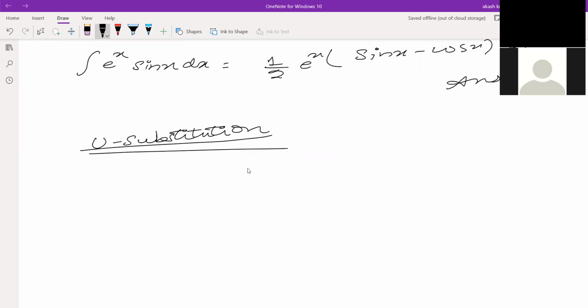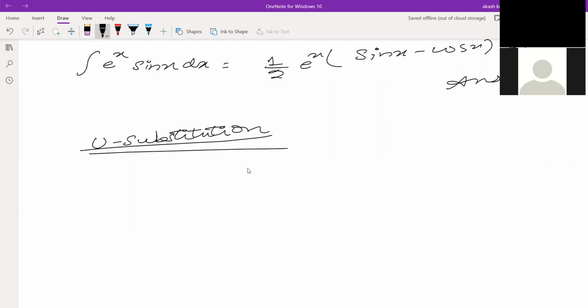What is this U-substitution? This is another way to find the integral of a function. The previous one was integration by parts, and this is by substitution. U-substitution is easier than integration by parts.